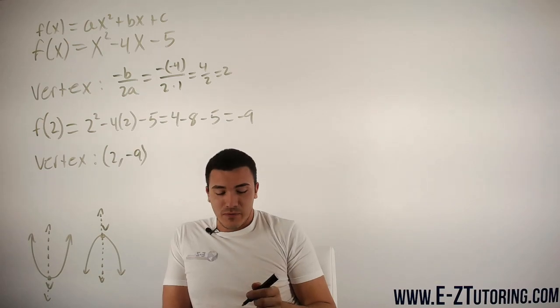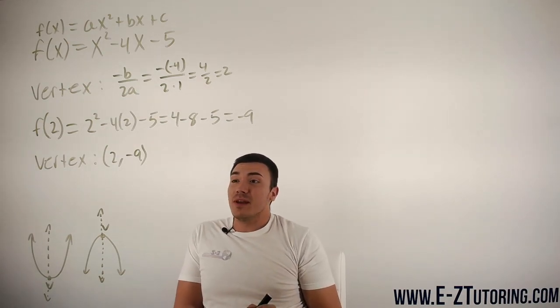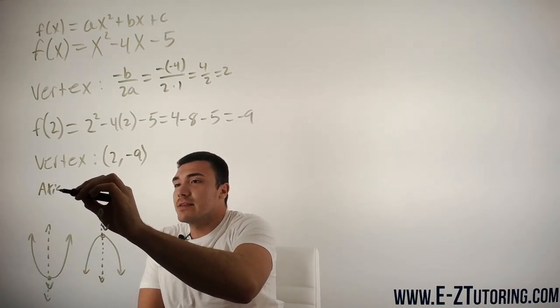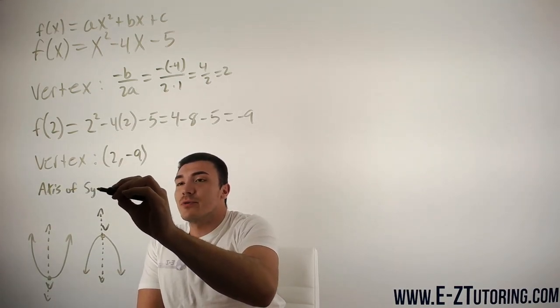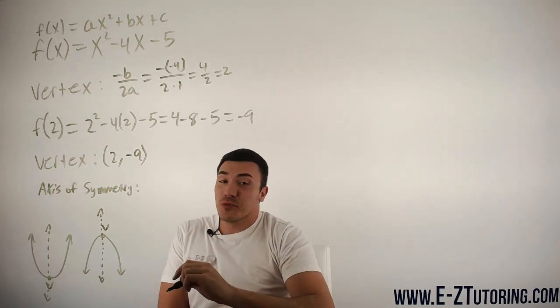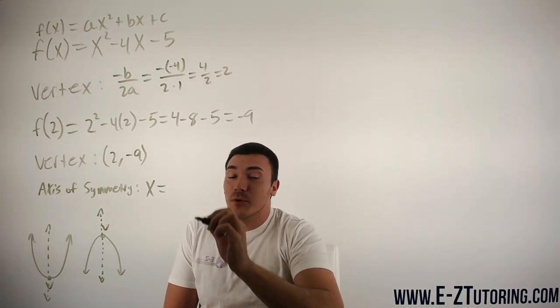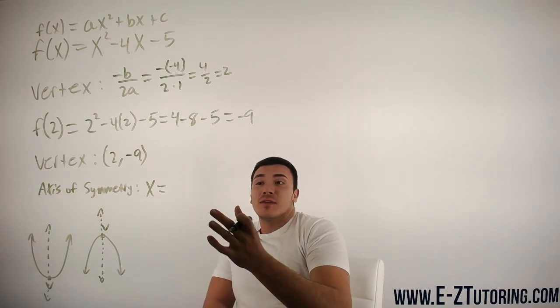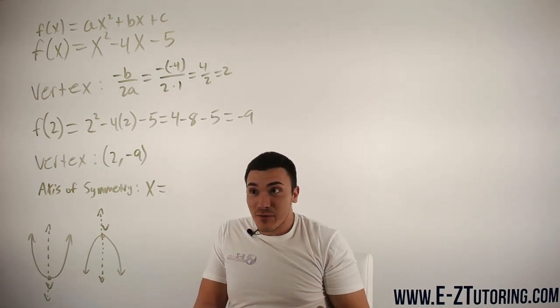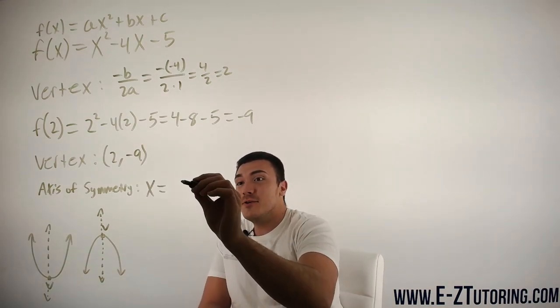So after we find our vertex, then we need our axis of symmetry. Your axis of symmetry is always going to be x equals, and you simply set x equal to whatever the x coordinate of the vertex is. In this case, 2.